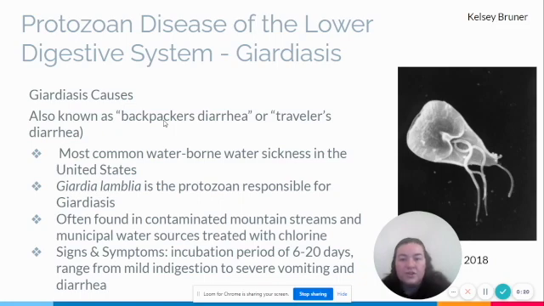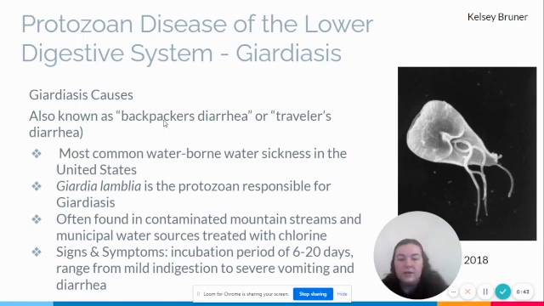And the disease that I did is Giardia, which is a waterborne illness. It's the most common waterborne illness in the United States. It's also known as backpacker's diarrhea or traveler's diarrhea. The actual protozoan is Giardia lamblia, and it's often found in water of contaminated mountain streams, and it can be in municipal sources as well, or city water.